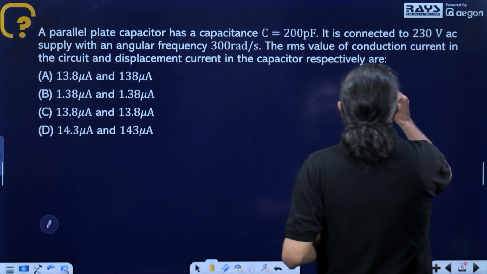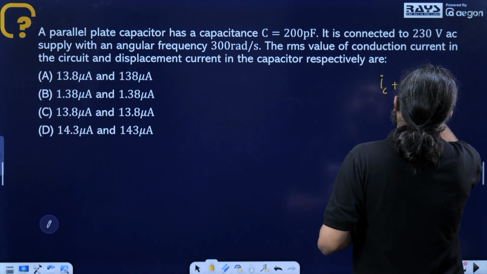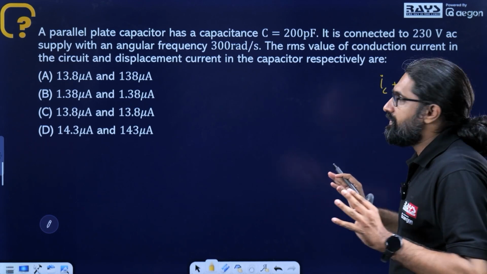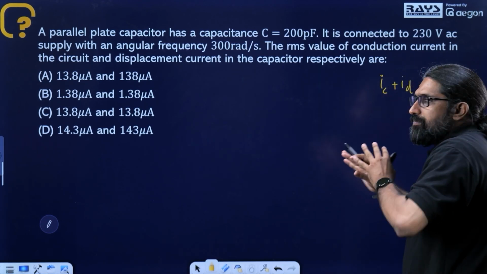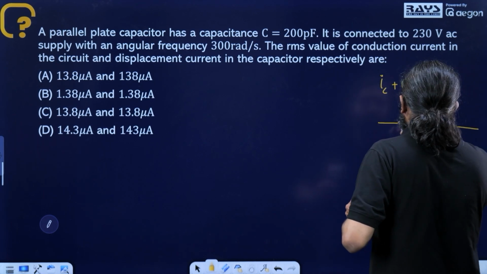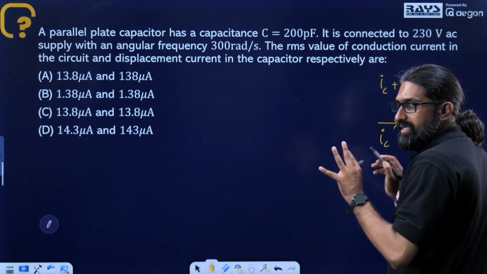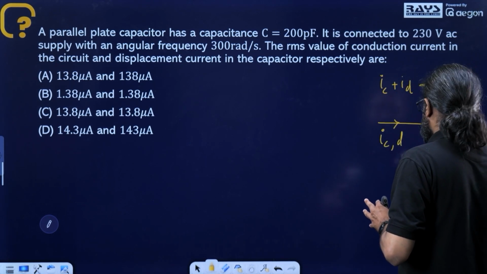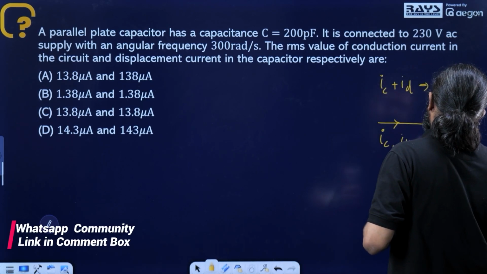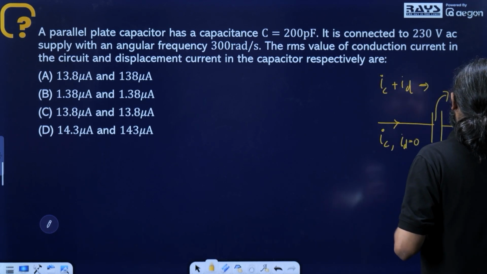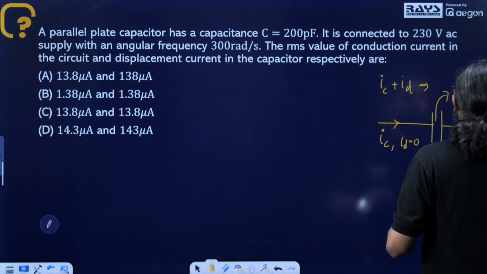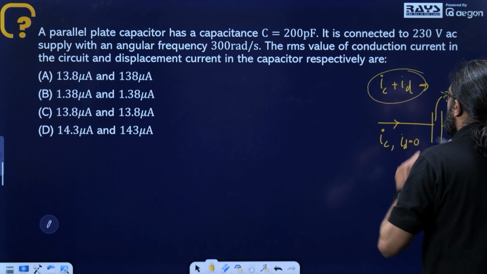First thing to remember here is IC plus ID has a continuous property. That is, IC plus ID, the sum, will always be the same, and for a capacitor along the wire, IC will be there and ID will be equal to 0. And inside the capacitor, ID will be present, non-zero, and IC will have to be 0. This sum has to be constant.